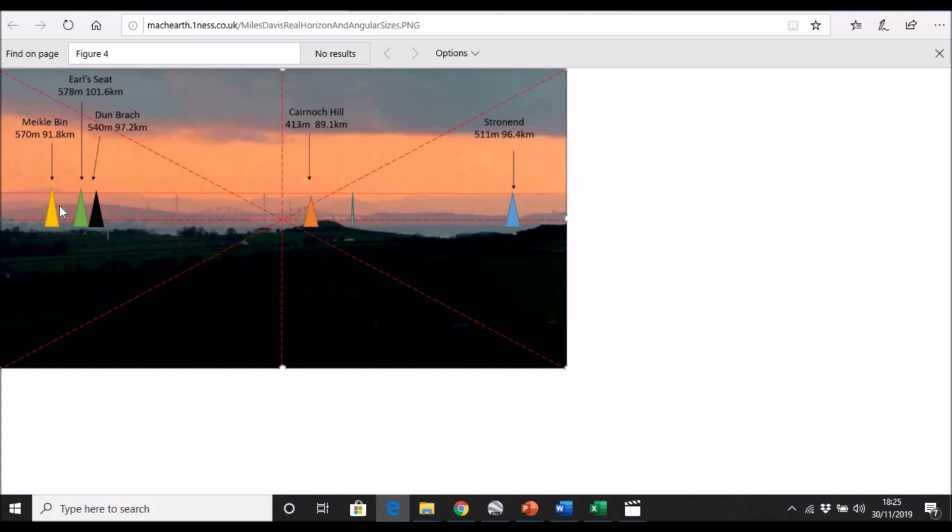The correct location on a flat Earth for the top of these triangles is way up here somewhere. And this can be shown by modelling properly on a flat Earth and not using completely incorrect modelling, which is what Gleem has attempted to do here.